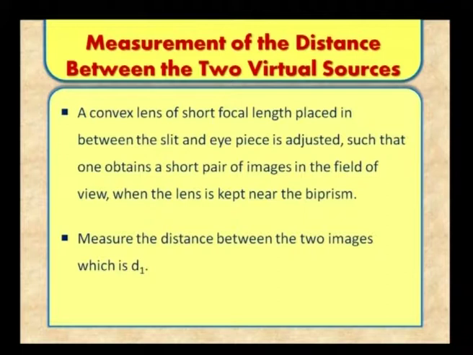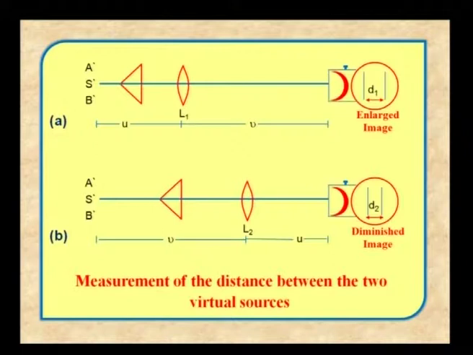A convex lens of short focal length is placed in between the slit and the eyepiece and is adjusted such that one obtains a short pair of images in the field of view when the lens is kept near the biprism. Measure the distance between the two images, which is d1. So what I mean by this is, you have a lens here nearer to the biprism, then you get what you call the enlarged image.